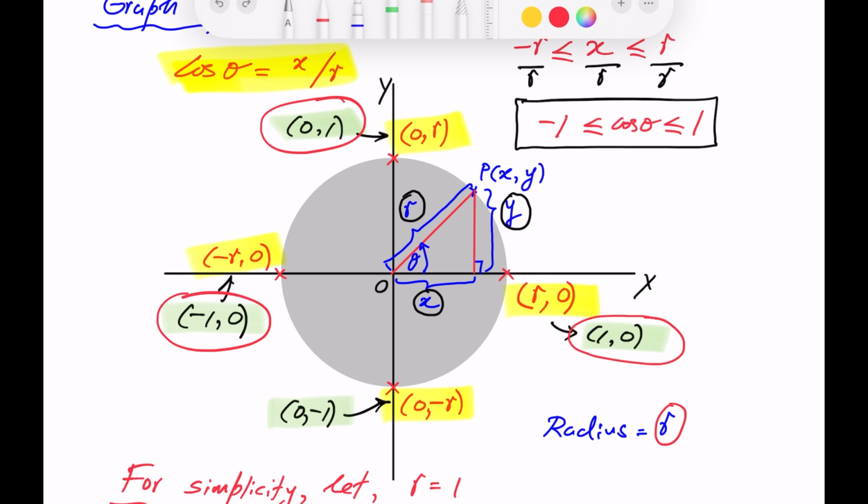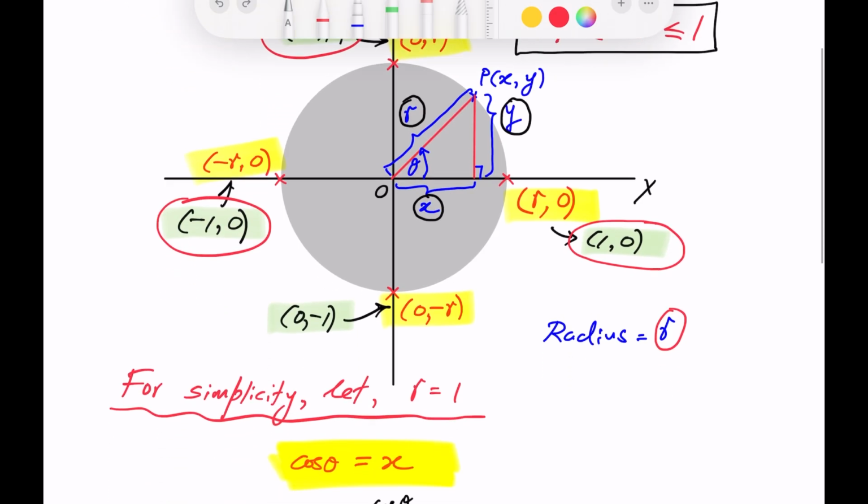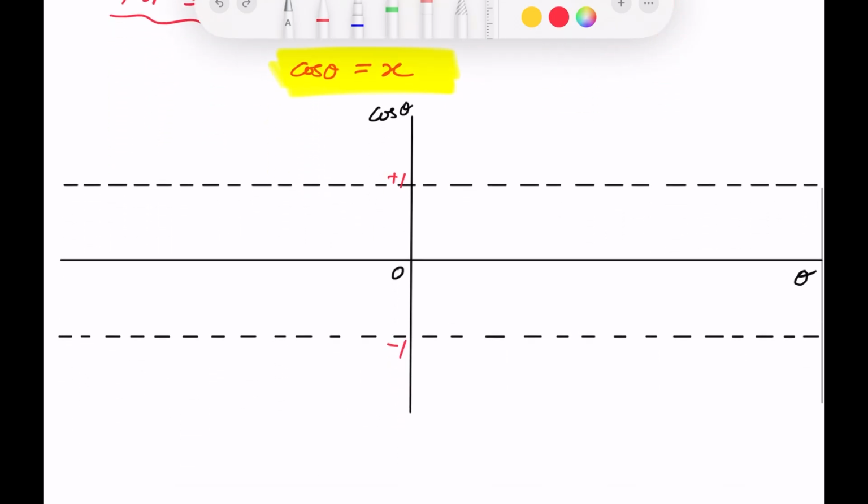So let me go ahead and show those points on the theta axis before drawing the graph of cosine theta. We're going to need pi over 2. We're going to need pi. We're going to need 3 pi over 2. And we're going to need 2 pi.